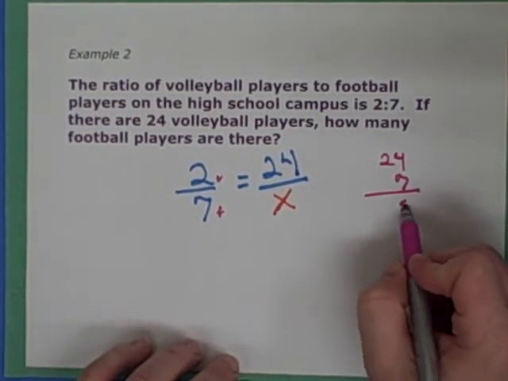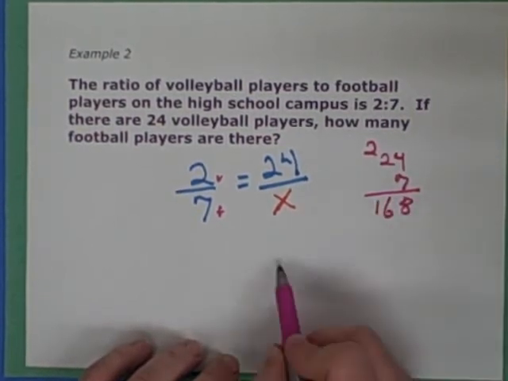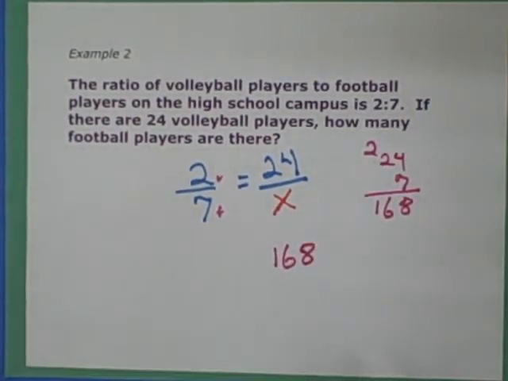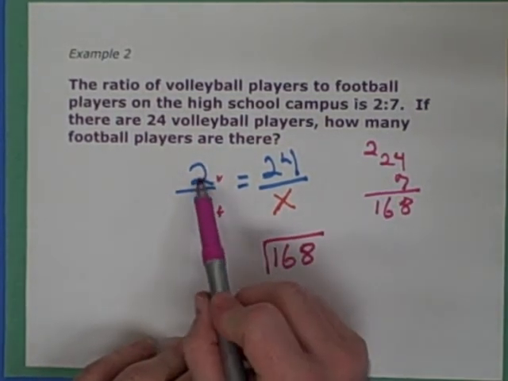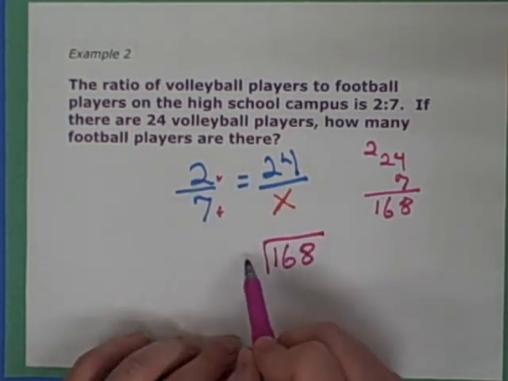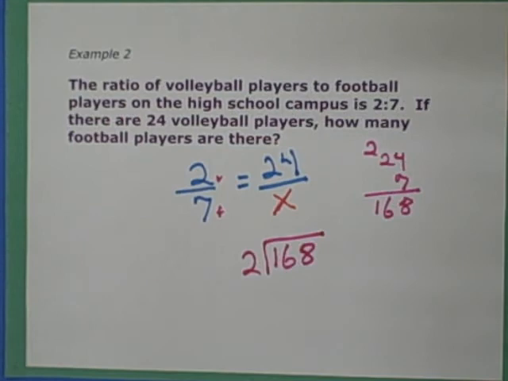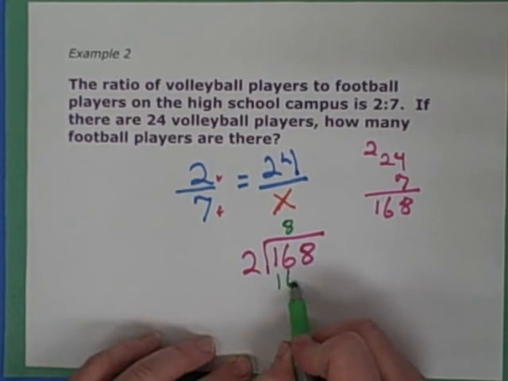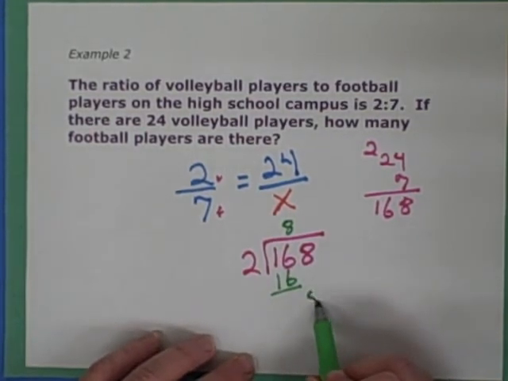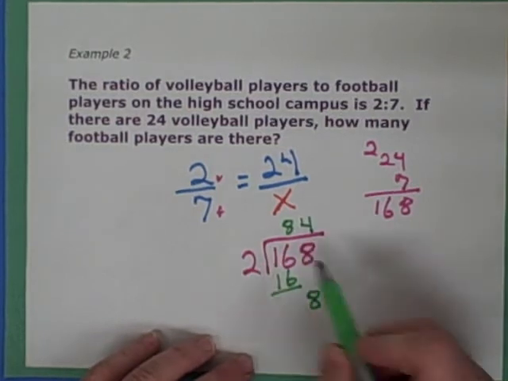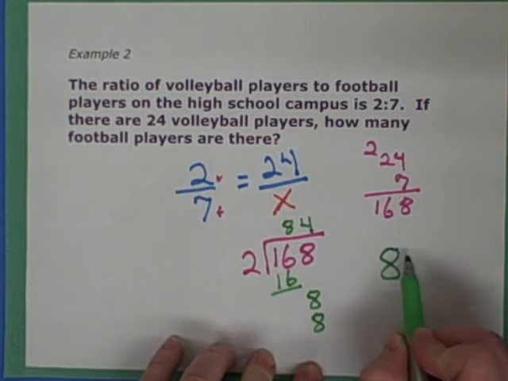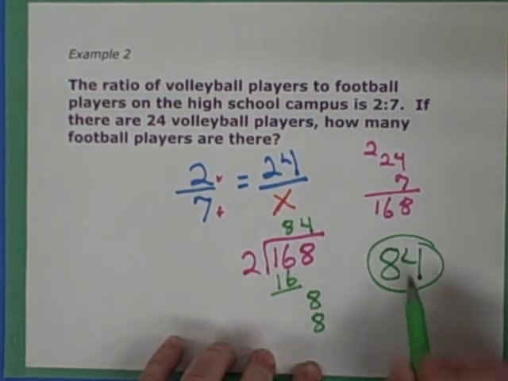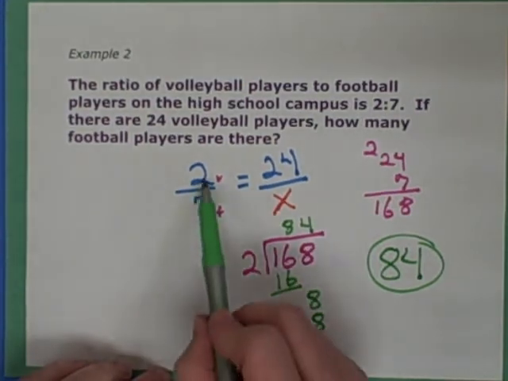24 times 7 is going to give us 168. And then we're going to divide by the 2, because it's 2 times x. And 2 goes into 168. Let's see, 2 goes into 16 8 times, which is 16. We have nothing left over. Bring down our 8. 2 goes into 8 4 times. 4 times 2 is 8. So we have a total of 84 football players.